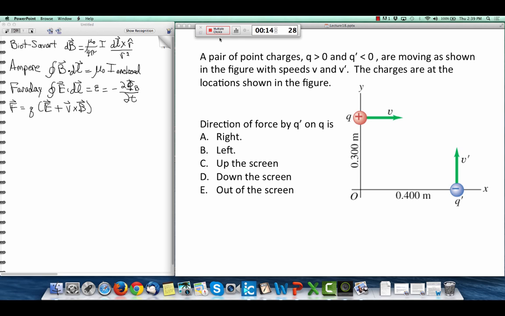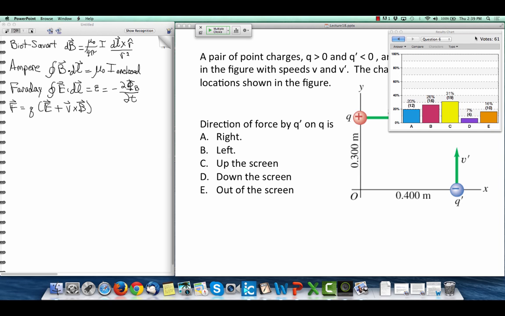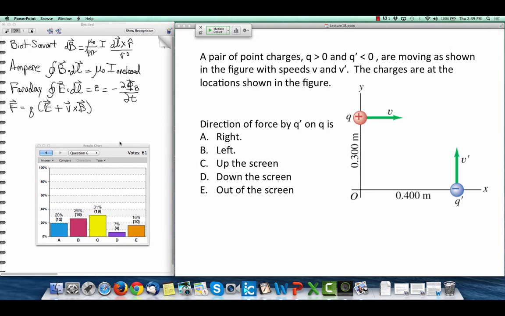Got about 15 seconds left. It's another two-step one. Figure out the direction of the magnetic field, then figure out the direction of the force. So how does Q prime exert a force on Q? Well, Q prime produces a magnetic field.